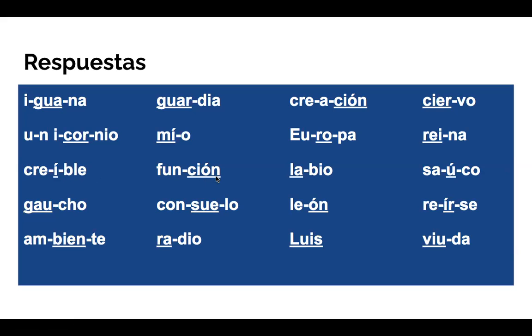Función is aguda. It has a diphthong. So the accent that we need to put here, since it's aguda ending in an N, must be over the strong vowel, not the weak vowel. Labio has a diphthong. It is llana and ends in an O, does not need an accent.